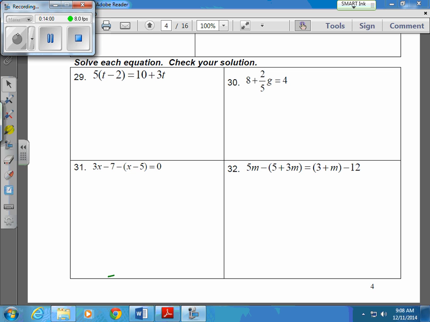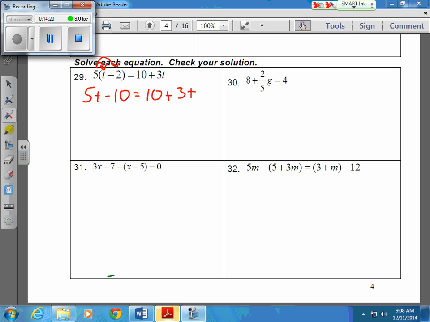First thing you do on 29 is you have to get rid of your parentheses. You have to multiply by 5 across both terms inside parentheses. So 5t minus 10 is 10 plus 3t. You got to get all the letters on the left. So this 3t needs to be over here.